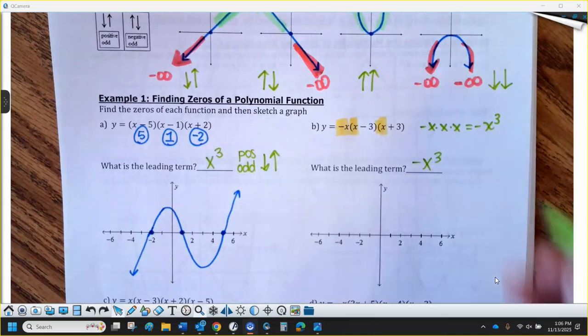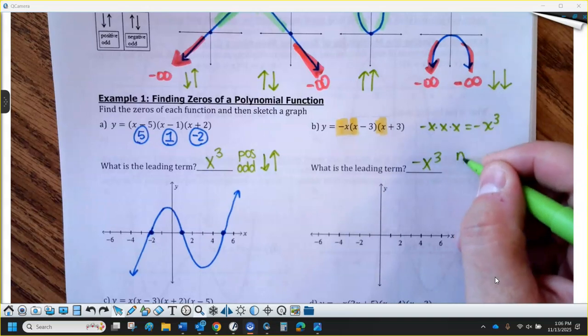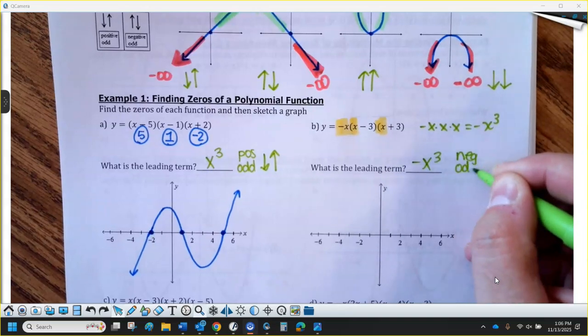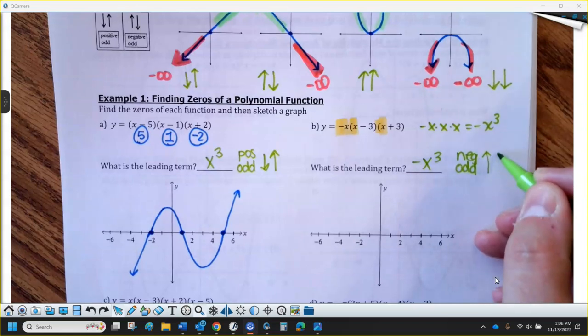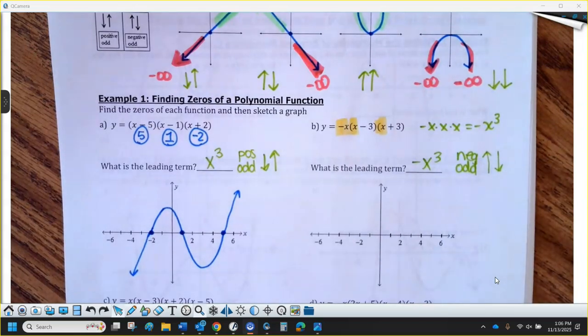So because that little negative out in front, this would be negative, and this is odd. So that changes the end behavior. The end behavior here should go up on the left, down on the right. If it's negative, it will always go down on the right side, whether it's even or odd. Odds go opposite directions.